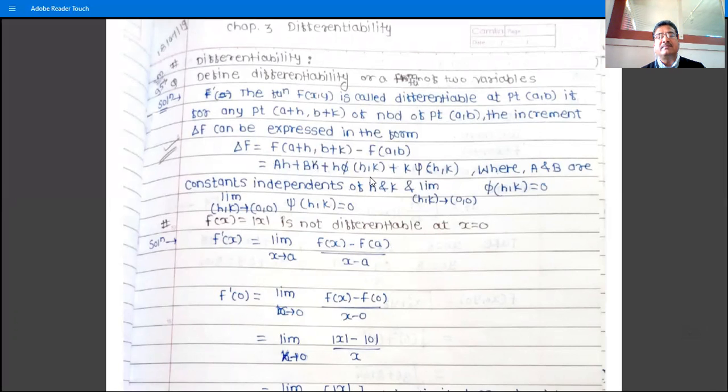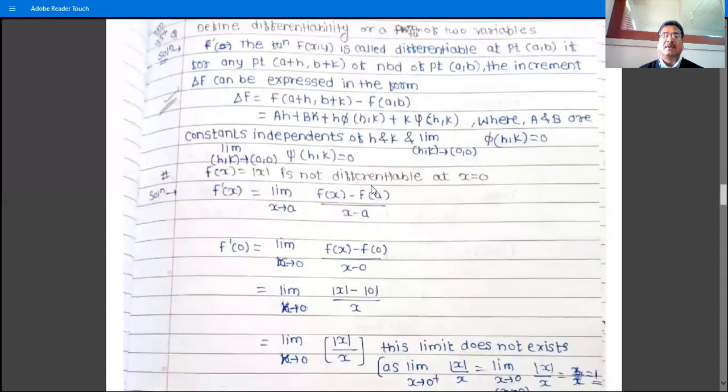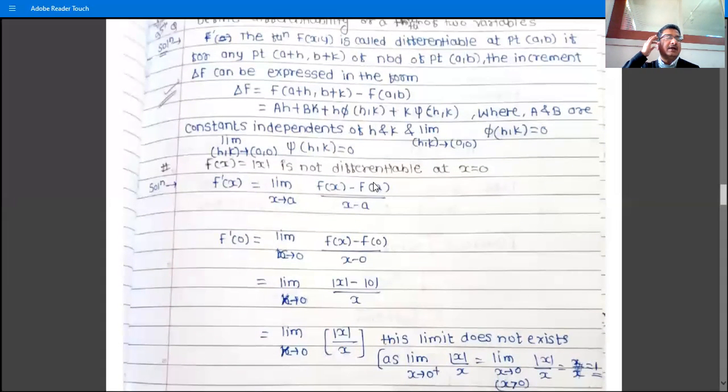In F.Y.B.Sc., we already saw the definition of differentiability for a one variable function. A one variable function is differentiable if the right hand derivative and left hand derivative are the same. But here there is no left hand derivative and right hand derivative for the two variable function. The two variable function is differentiable if this difference is expressed in this form, then we say the function is differentiable at the point (a,b).